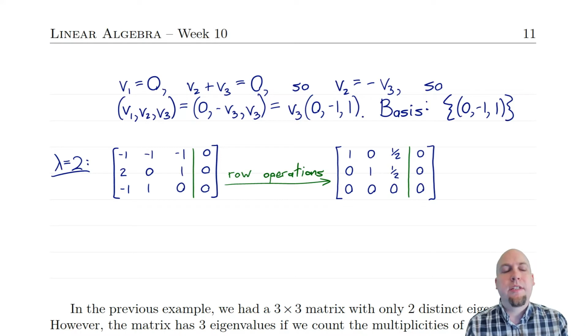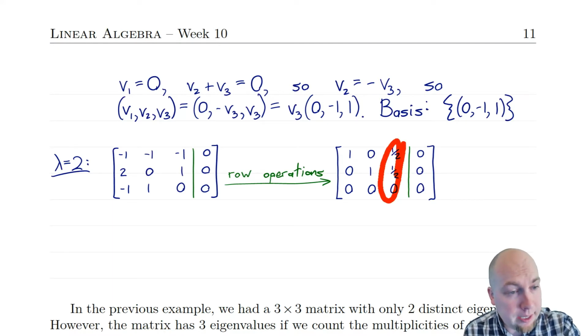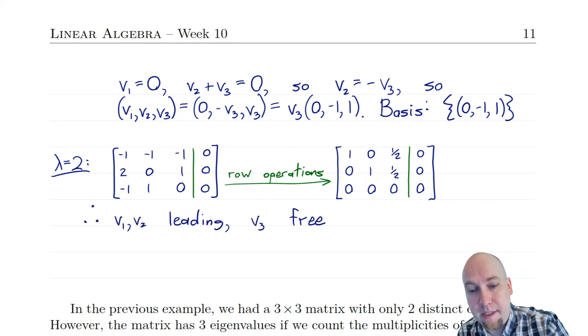And we see something very similar happens here to what happened on the previous page. The first 2 columns each have a leading entry, so v1 and v2 are leading. The third column has no leading entry. So the third variable, v3, the third entry in your eigenvector, is free. It can be anything it wants to be. So v1, v2 are leading, v3 is free because there's no leading entry in that third column.